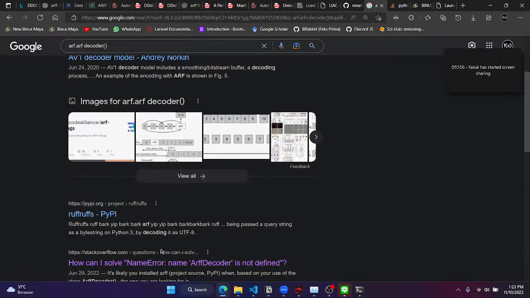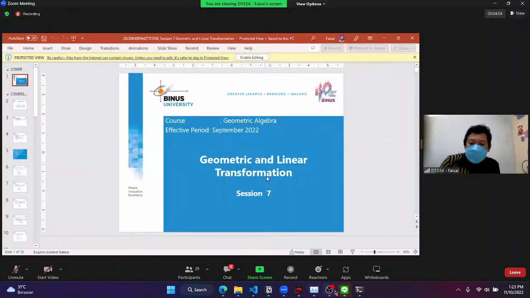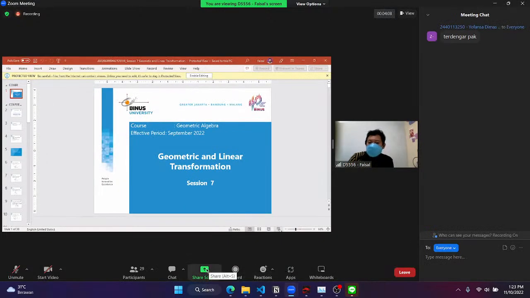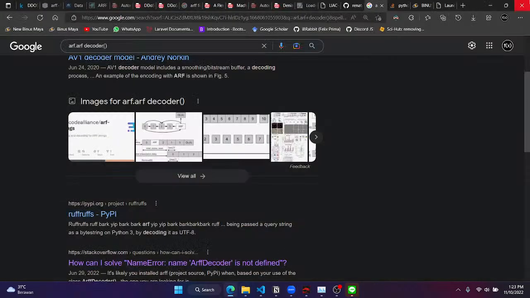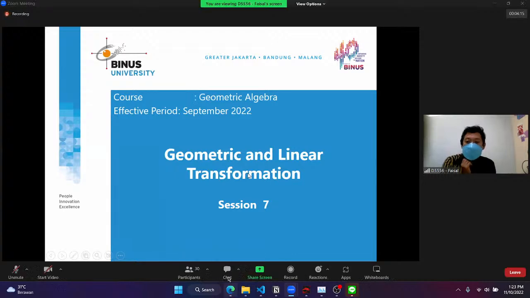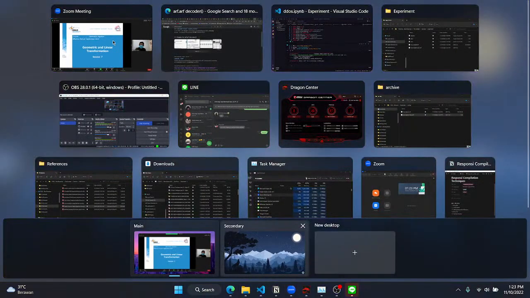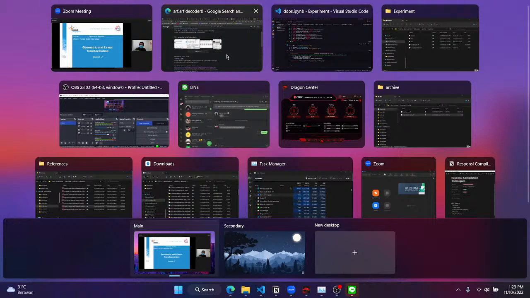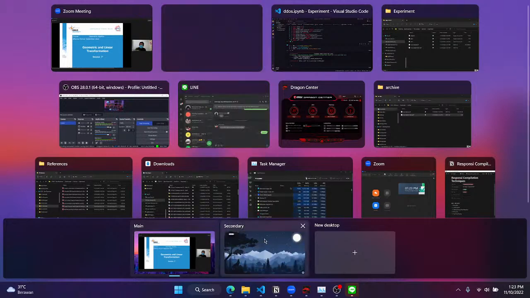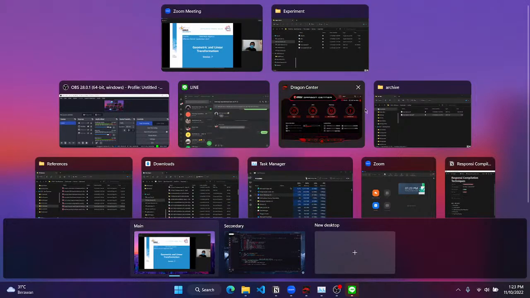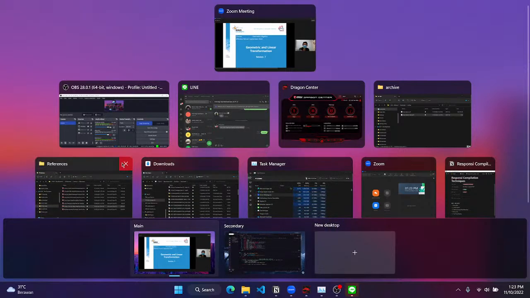Okay, so let's start this session. We are already in session 7. Session 7 talks about geometrics and linear transformation, and this is the last session before you do the mid exam.